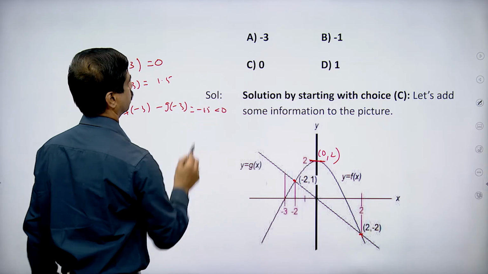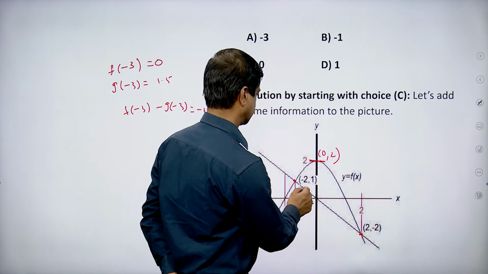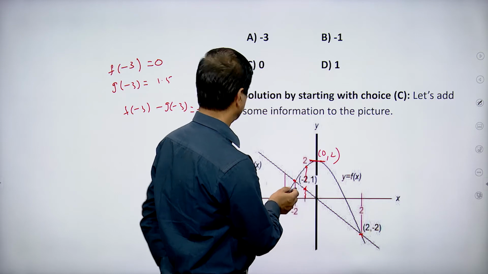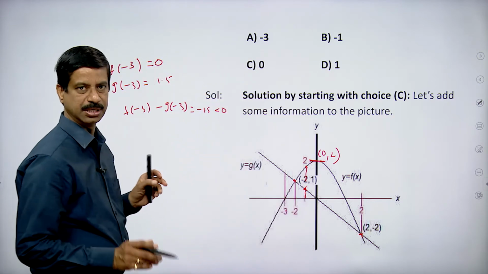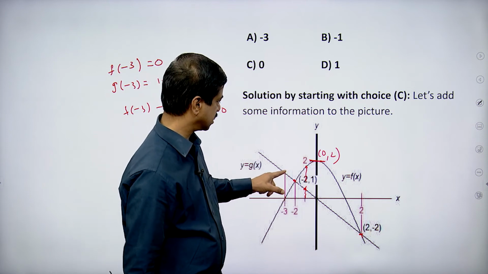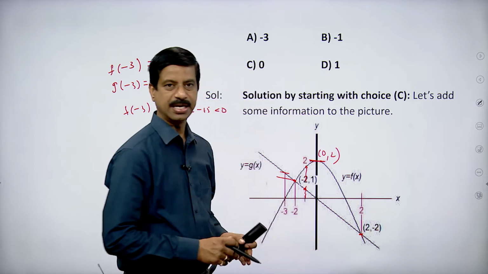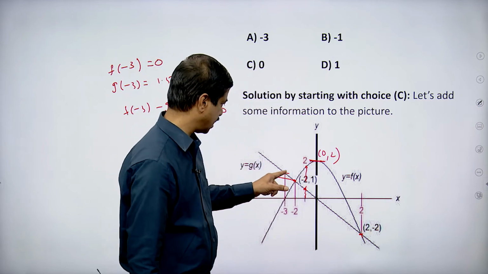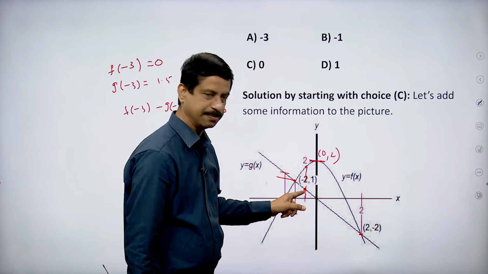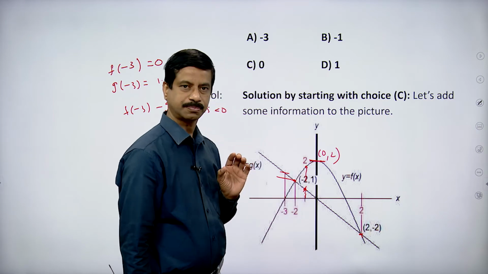So, less than 0. You look at f of minus 1, f of minus 1 is this. So, this is greater than g of minus 1, it is understood. You do not need to find out these values, just observe how to find out. For f of minus 3, the line is above the curve. So, curve minus line will be negative. If you look at this, the curve is above the line. So, therefore, this will be positive.